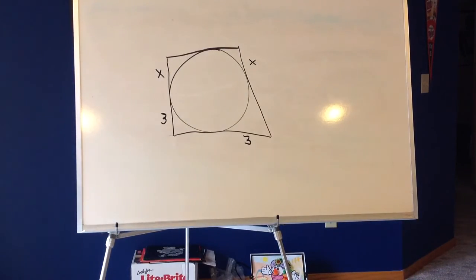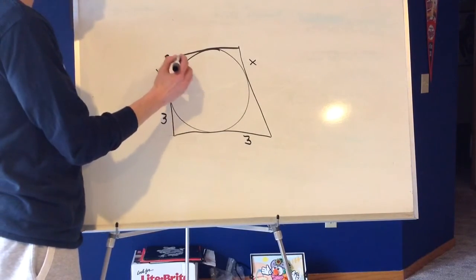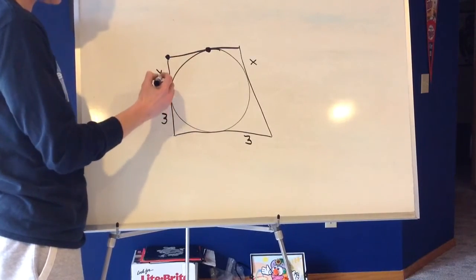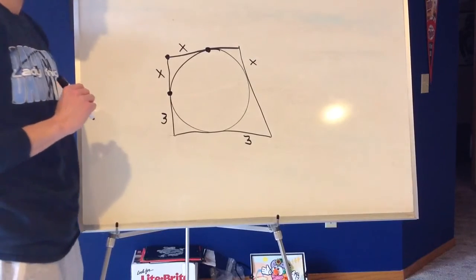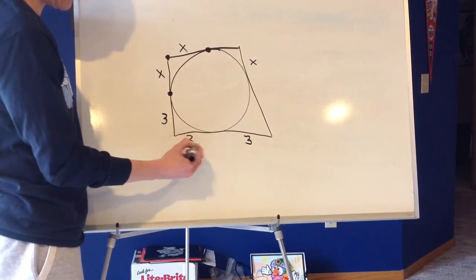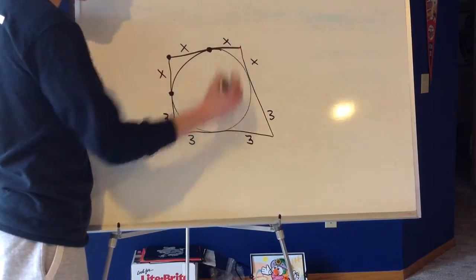Okay, so what we have to do first is find all these missing pieces, but notice all you have are a bunch of tangents. So this would be an exterior point, tangent, tangent to the circle. So if this one's x, then this one also has to be x. And we're basically going to do that same thing all the way around. If this is 3, this is 3. If this is 3, this is 3. If this is x, this is x.